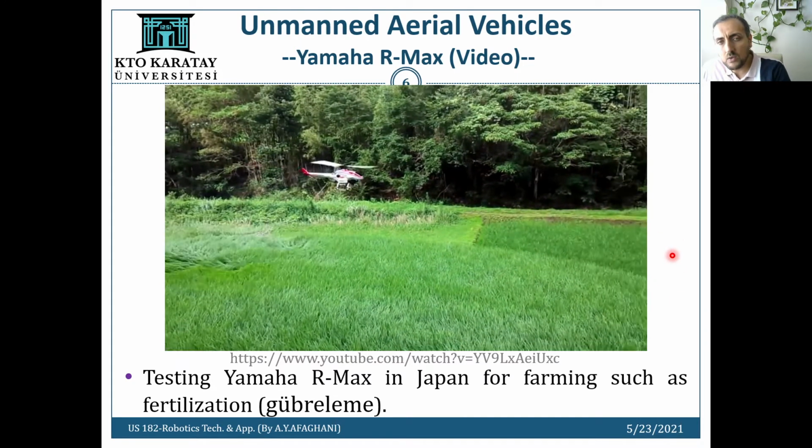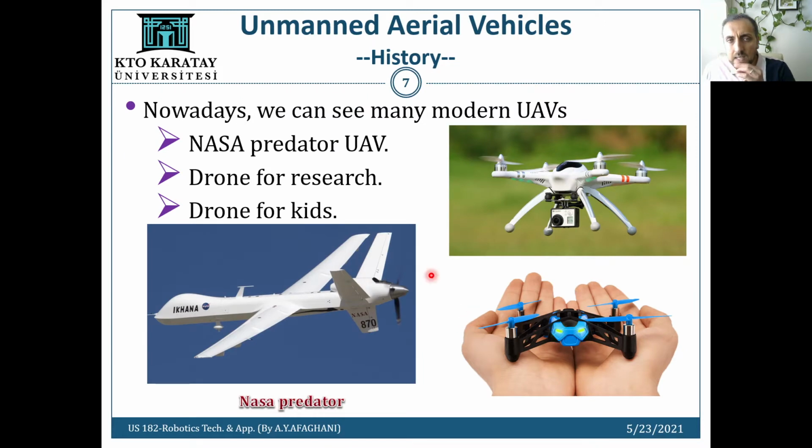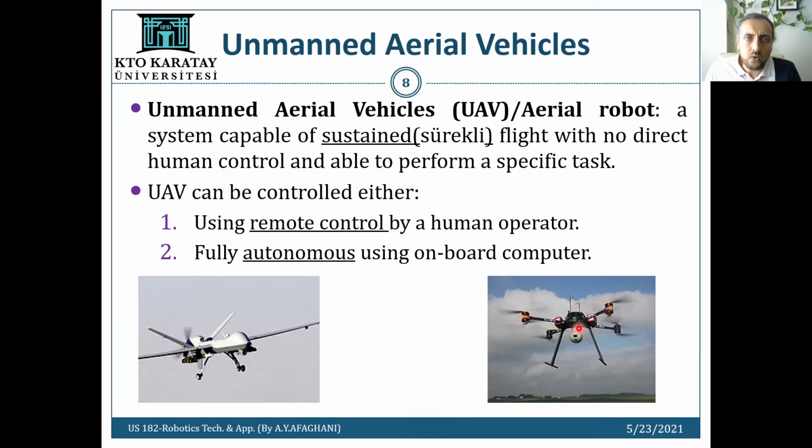He is controlling this one. So nowadays we can see many modern UAVs like this NASA Predator. This is, I mean, very famous. A drone for research like this one, also very famous. Drones for kids like those very small ones, and so on.